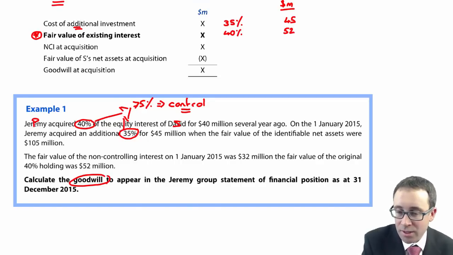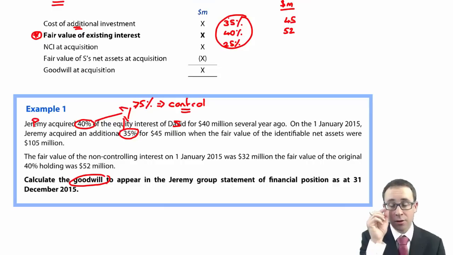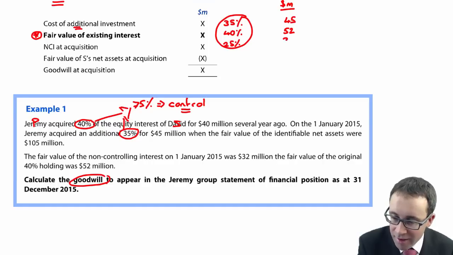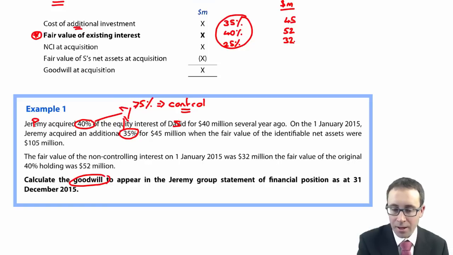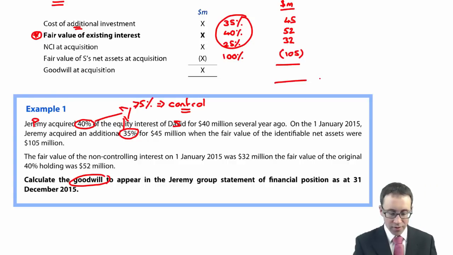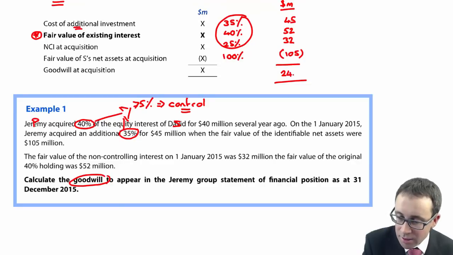The non-controlling interest at acquisition, so 35 and 40 is 75. The non-controlling interest must be 25, and you can see there that we've valued 100% of the subsidiary, haven't we? Which is why we include that existing 40% interest at fair value to show it at its most up-to-date value. But regardless of that, the non-controlling interest at fair value was 32 million? And it tells us that the identifiable net assets, so 100% of them, are 105 million. 45 plus 52 plus 32 less 105 gives me, is it 24 million?